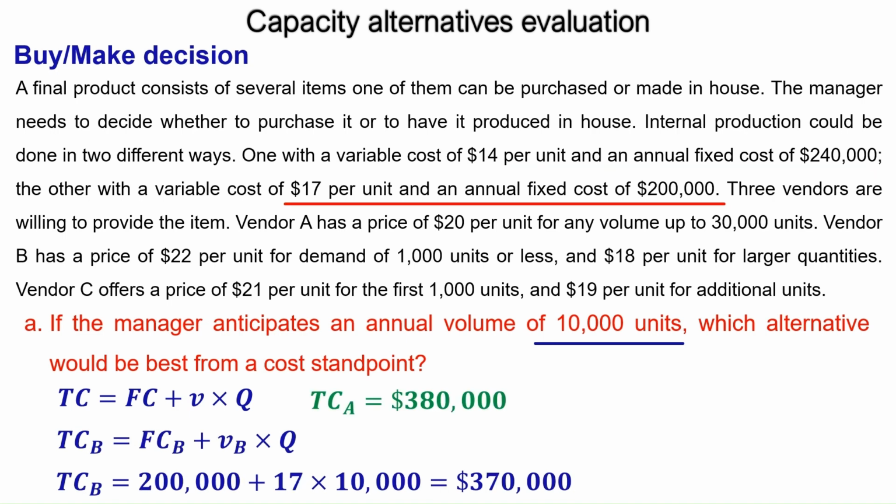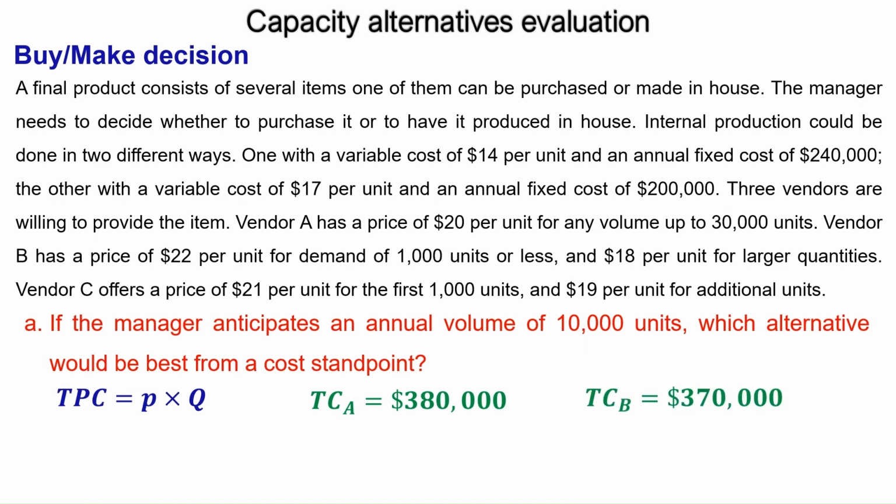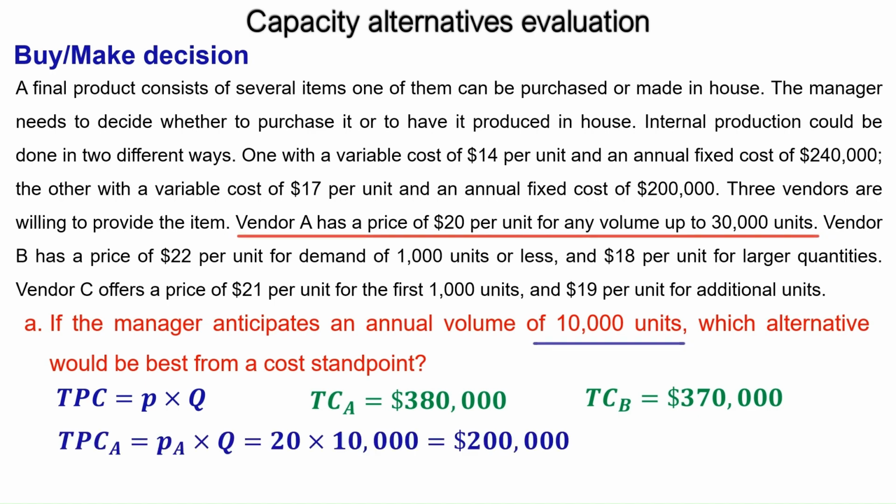The same for alternative B. TCB equals 200,000 plus 17 multiplied by 10,000 equals $370,000. Now, calculate the total purchasing cost, which is equal to P multiplied by Q, where P is the unit price. For vendor A, the unit purchasing price is $20 for Q less than or equal to 30,000 units. So, TPCA equals 20 multiplied by 10,000 equals $200,000.